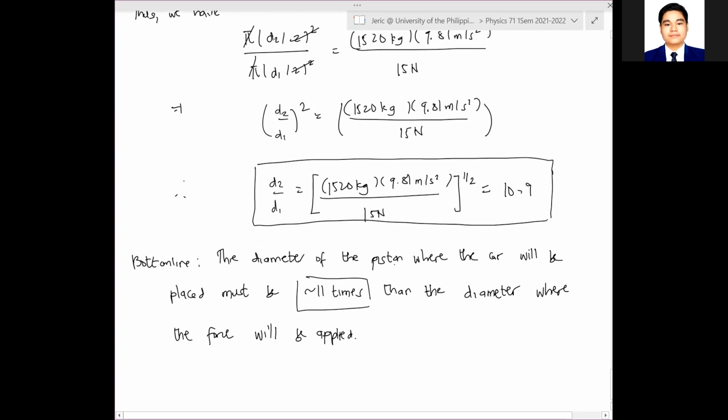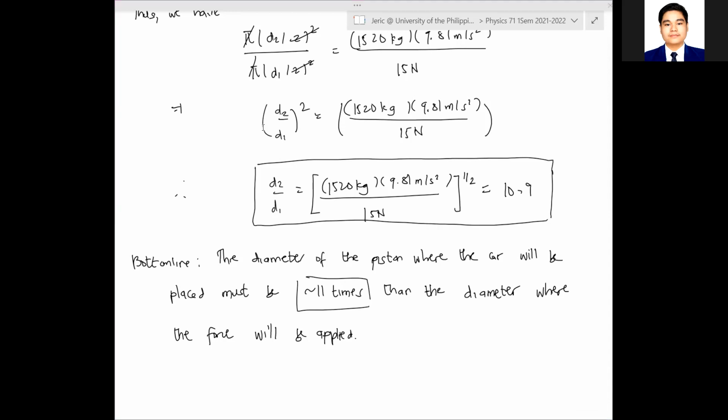So medyo doable. For example, mga 10 times na mas malaki, for example, if you have a diameter of 5 meters, yung isa dapat 50 meters. So medyo malaki siya. O sige, 5 cm tsaka 50 cm na lang. Di ba? So the point is, that's a really good application of Pascal's principle, kasi pwede mong malift yung mga cars with just a smaller force. Di ba? Okay, questions? May tanong?